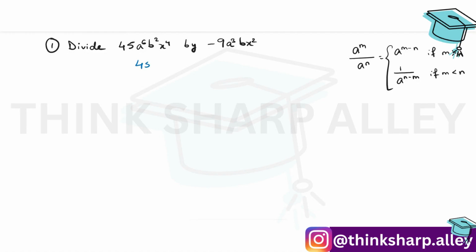For this, we divide the first term by minus 9a cube bx square. Now, in algebra, you need to note and be careful about three things. First is sign, then the number, which means the constant, and then the variable. So, first sign. Over here, the numerator is positive. There is no sign, which means it's positive. So, plus divided by minus is minus.